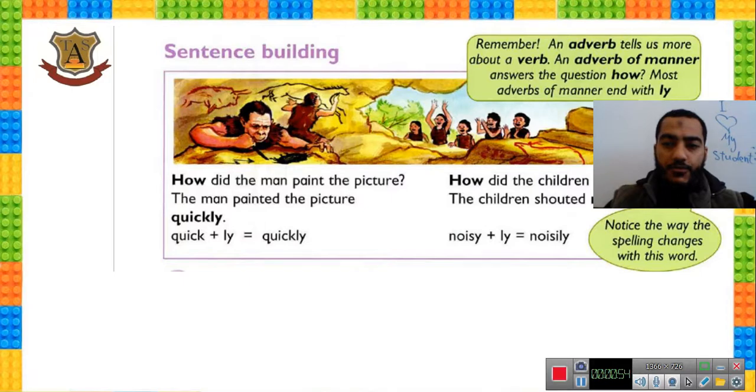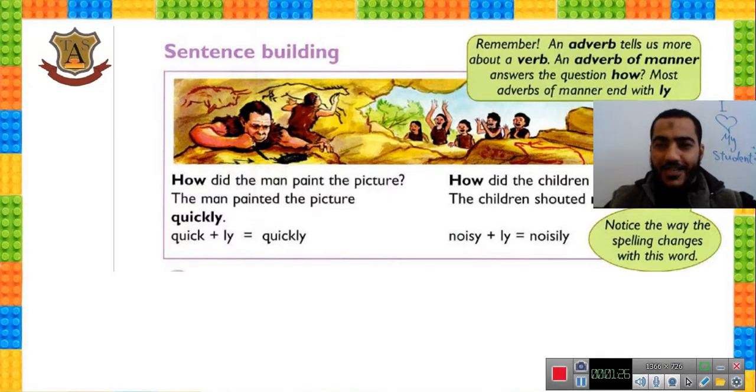An adverb of manner answers the question how. Most adverbs of manner end with y or ly, ends with ly. He said, notice the way the spelling changes with this word. I will tell you which word. Okay?